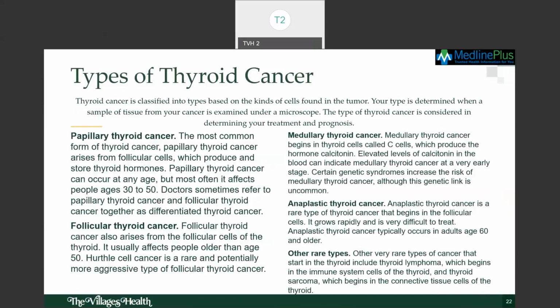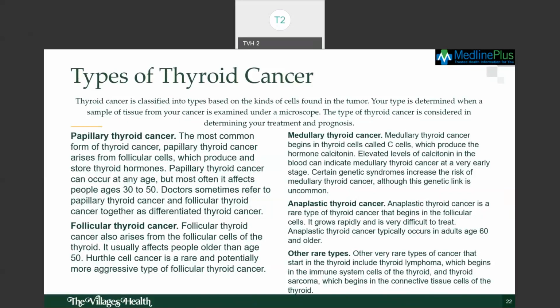Thyroid cancer is actually classified into different types based on the kinds of cells that are found in that cancerous tumor. The specific type of cancer is determined when a sample of tissue from the cancer is examined. So they would do a biopsy and then examine it under a microscope to see exactly what those cells are. And then the type of thyroid cancer is definitely considered when they're determining what treatment would be best. So we'll go over a few of them here.